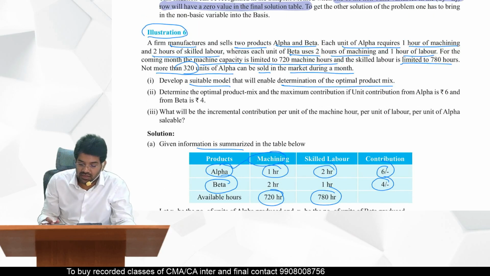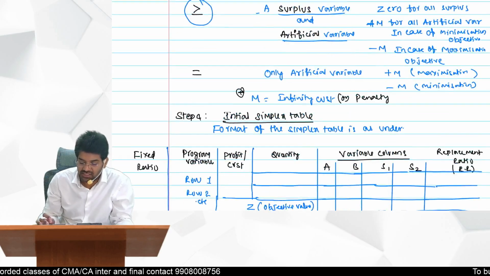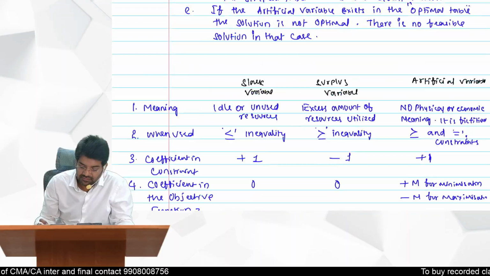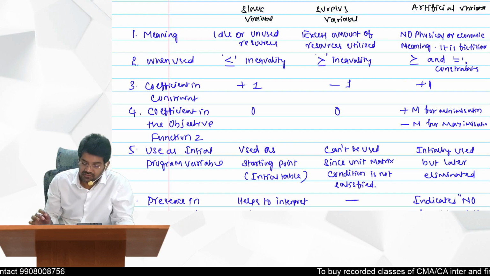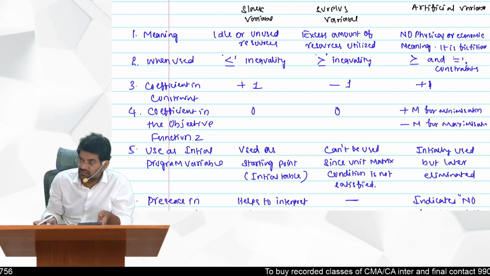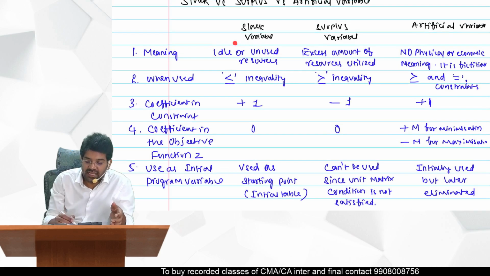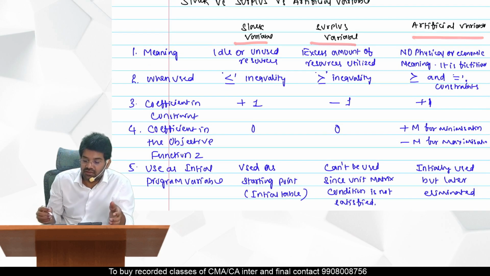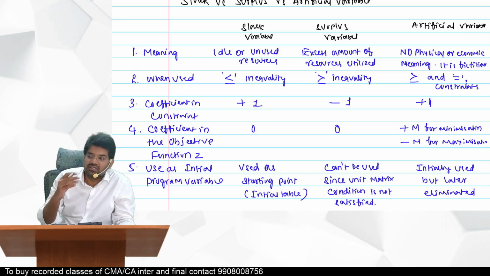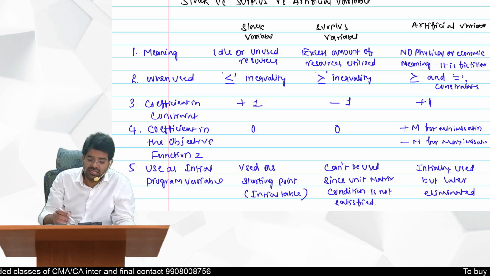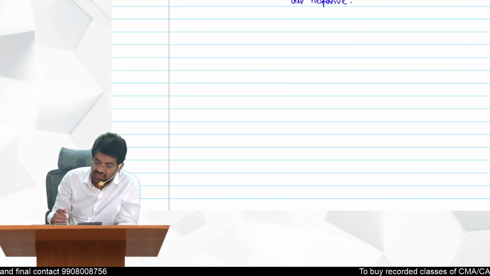We will write in our style. Illustration number 6 for this. Here, slack variable, surplus variable, artificial variable. These are the 3 things we should know if you want to solve simplex method, because if you want to convert inequality into equality, then we have to use this. So illustration number 6.